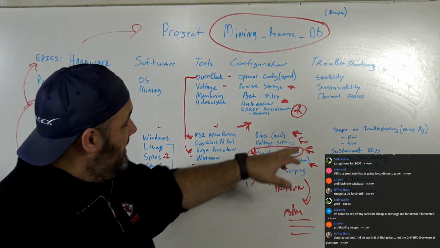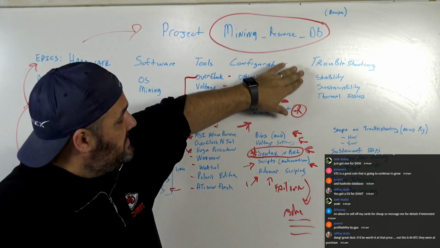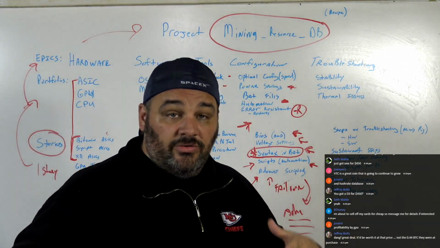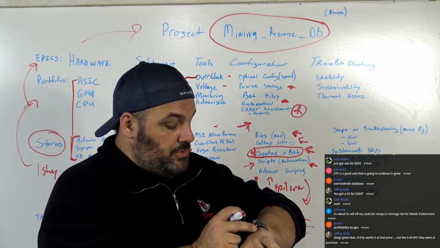And then the stuff that's behind this little chat box, that you guys can't see, is essentially troubleshooting. On the troubleshooting scope is stability, sustainability, thermals, those kinds of things. What are some of the troubleshooting items?